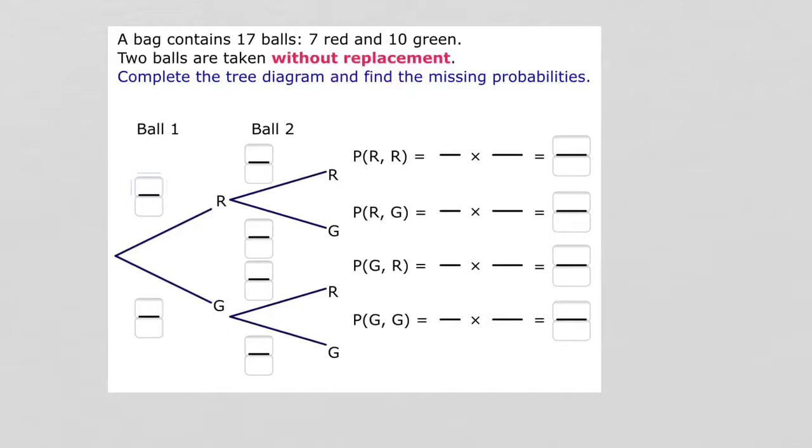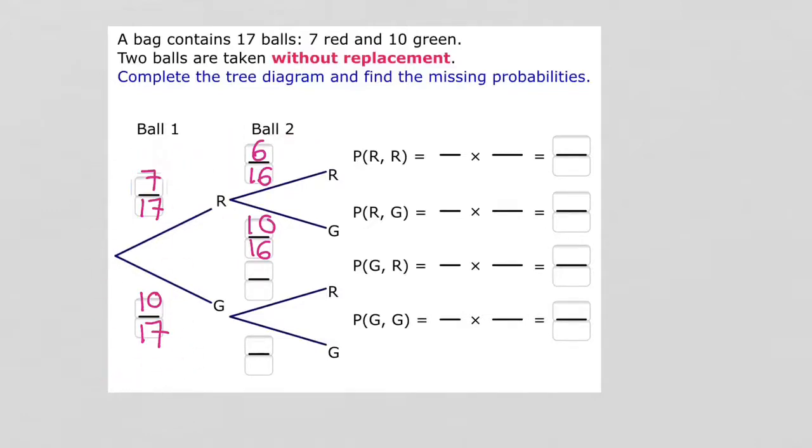When I first choose a ball out the bag, there's 17 of them, 7 are red. So I've got 7 ways out of 17 for the ball to be red. I have 10 ways out of 17 for the ball to be green. Now, my second option, if I chose a red first time, that's going to impact the number of red I've got the next time. So I've only got 6 red now out of 16. But because I chose red, I've still got the original 10 green balls. And what you'll notice is that adds up to 1, as it should do.